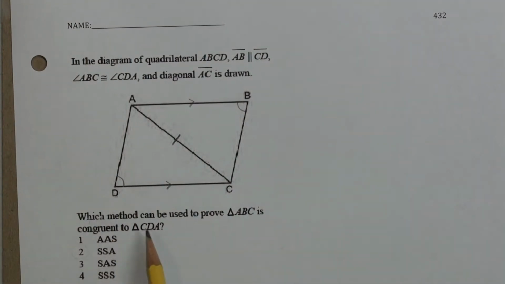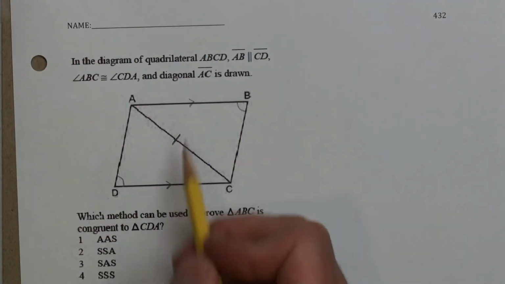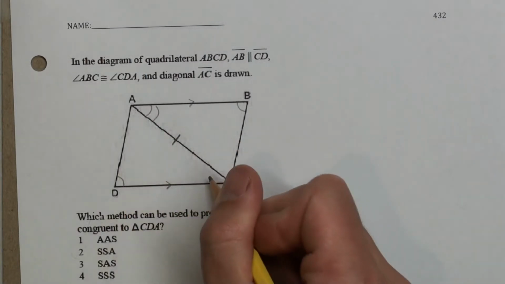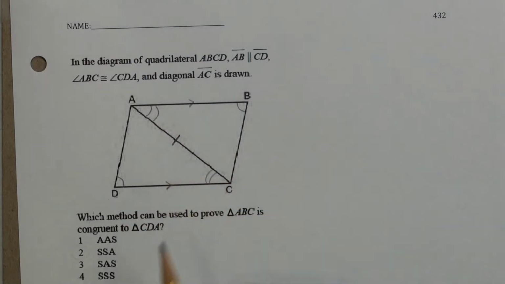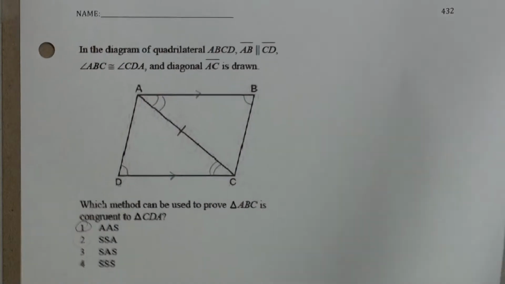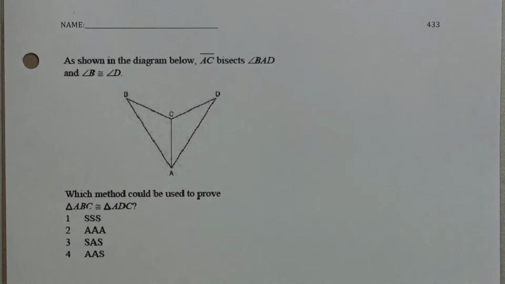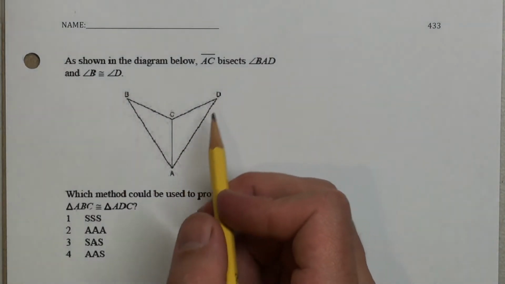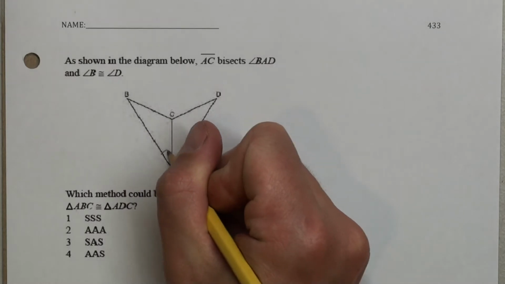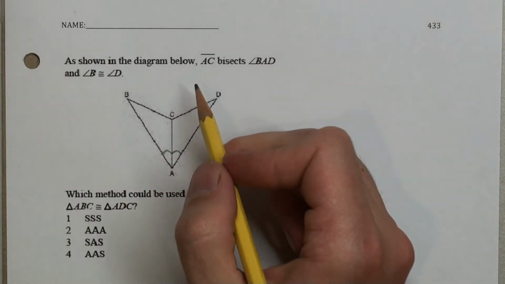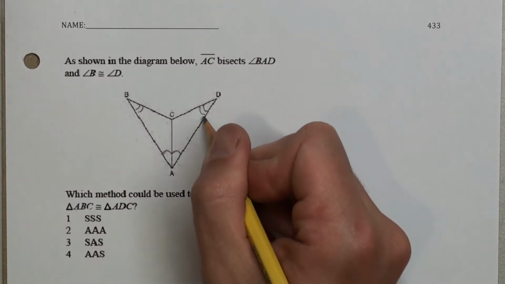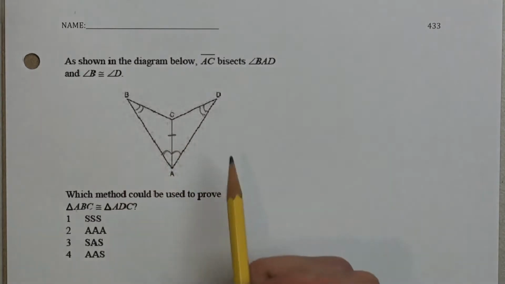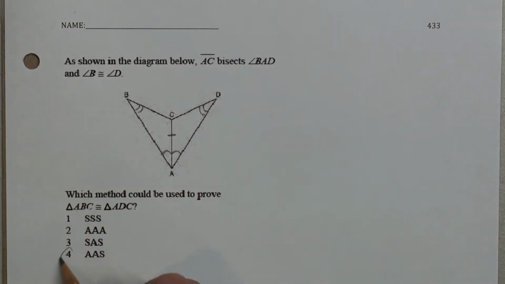So this one now, which method can be used? Well, if these lines are parallel, we know that alternate interior angles are congruent. So we can use angle, angle, side. Choice 1. AC bisects angle BAD, so this is congruent to this, and angle B is congruent to angle D, and we know that they share a side, so angle, angle, side. Choice 4.